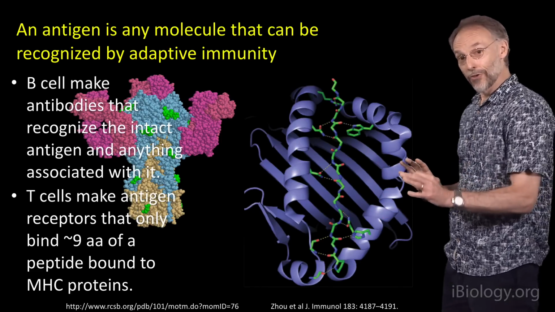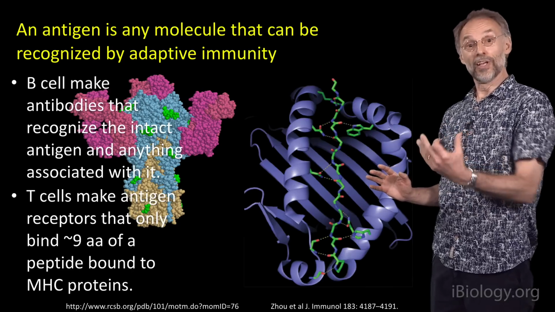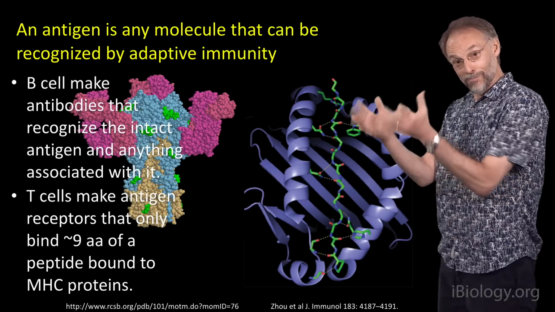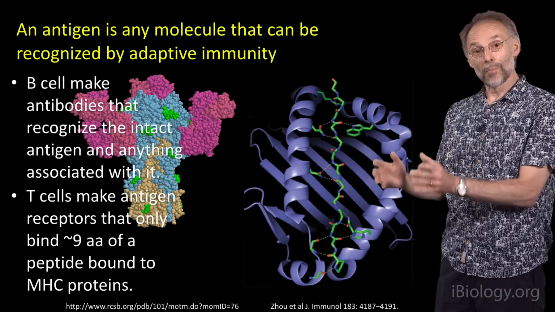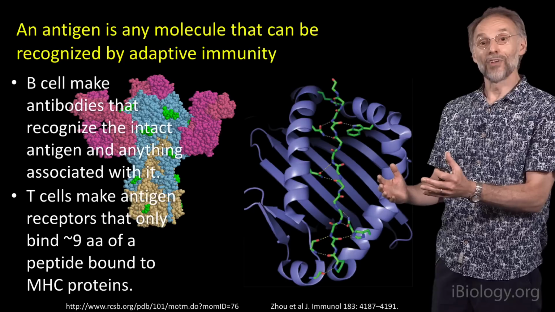So what you're seeing here in this structure is the upper surface, pretty much what the T cell would see, the peptide binding groove. It's almost like a hot dog bun in some ways, holding this linear peptide, which is derived from proteins that are taken up by the dendritic cell.